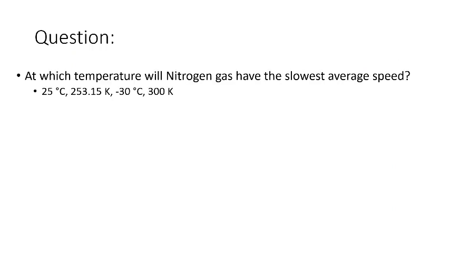Okay, next, at which temperature will nitrogen gas have the slowest average speed? 25 degrees Celsius, 253.15 Kelvin, negative 30 degrees Celsius, or 300 Kelvin. So pause the video and think about that for a second. Okay, so we want to take a look at each of these temperatures here and determine which one is going to be the lowest temperature.